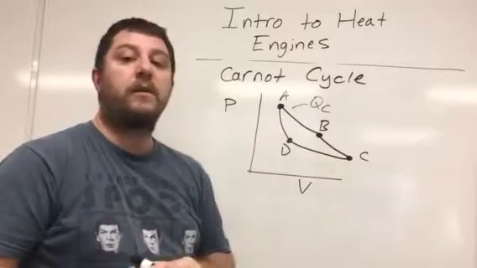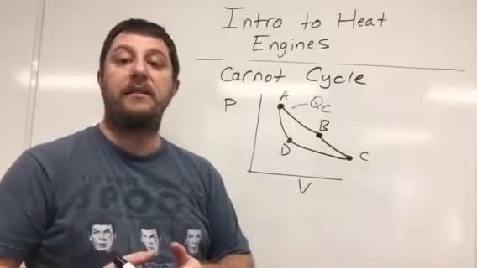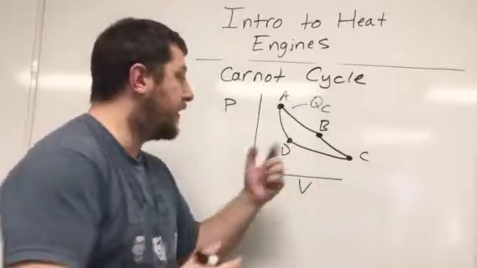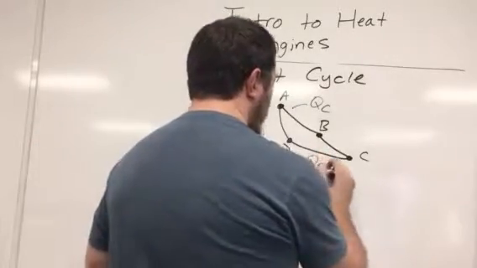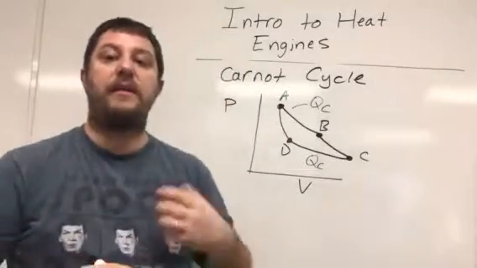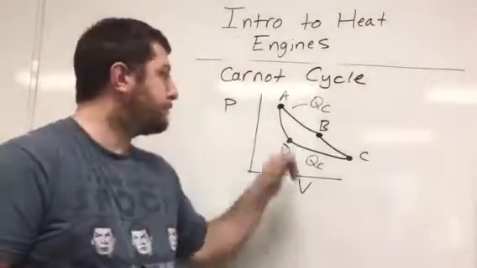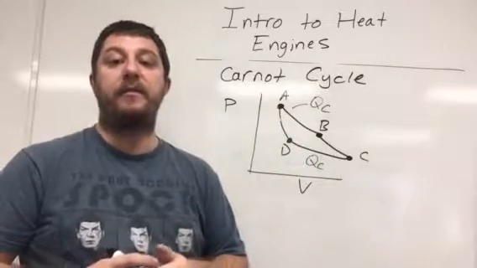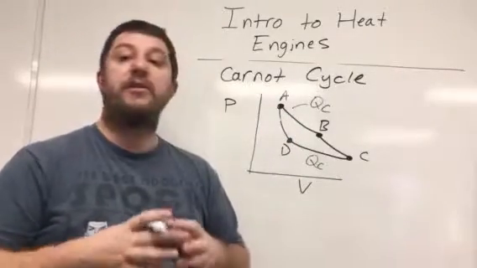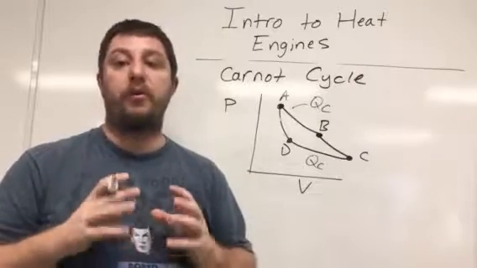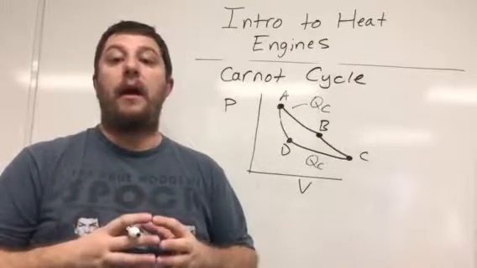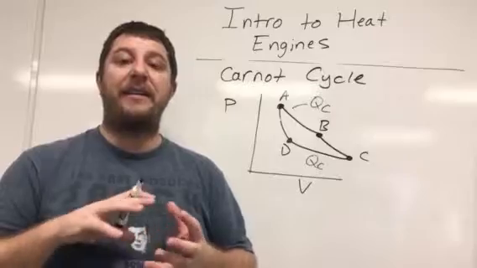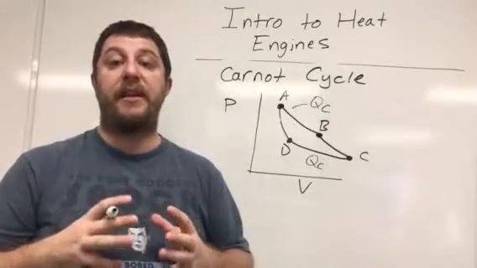And then it will compress isothermally from C to D, and that's when it's in contact with the cold reservoir QC. And then it will compress adiabatically from D back to A. All right, so this is the typical Carnot cycle. Now, how can I find the efficiency of this particular engine?